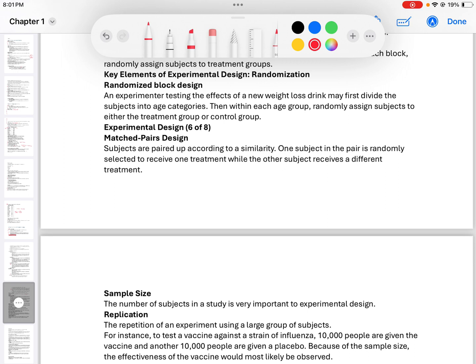Next, we have experimental design. Matched pair design: subjects are paired according to similarity. One subject in the pair is randomly selected to receive one treatment while the other subject receives a different treatment. Things to consider in your experiment are also sample size. The number of subjects in the study is very important to the experiment design.